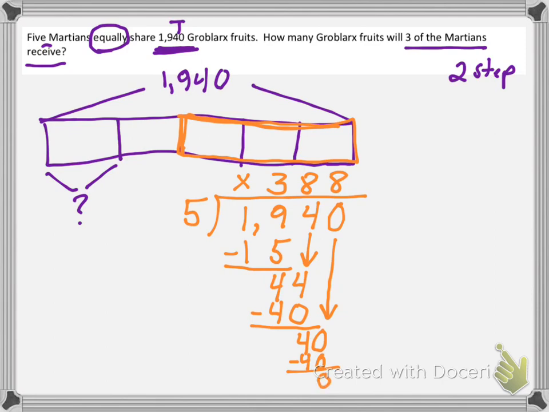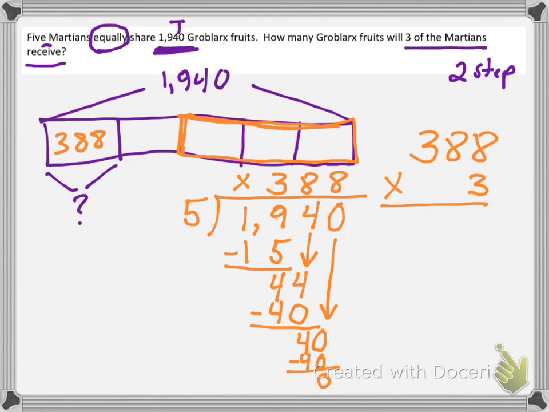So, how much is each one of these boxes worth? Well, they're worth 388. So 5 Martians got 388 Groblark's fruits each. But the problem is, that's not what we want to find out. We want to know how many 3 of the Martians received. So if one received 388, how many did these 3 get in total? And that, my friends, is multiplication. So we take how much each box is worth, and we multiply it by the 3 Martians.